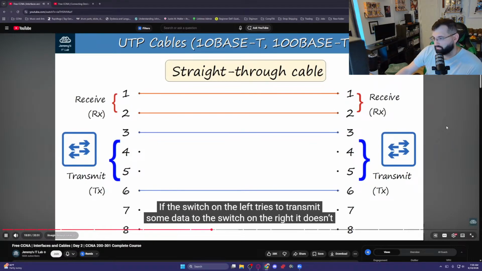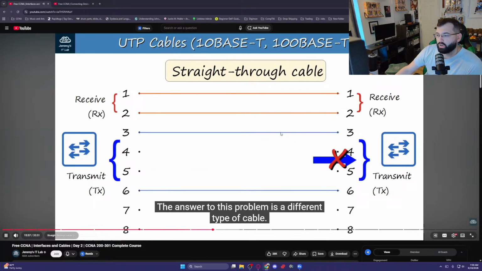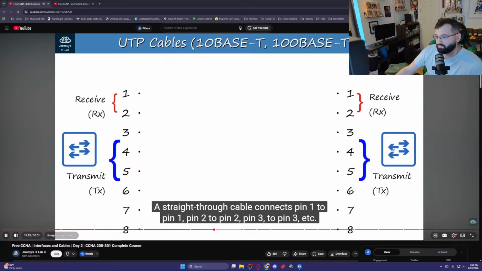If the switch on the left tries to transmit some data to the switch on the right, it doesn't work. So then we're going to have to cross these cables. The answer to this problem is a different type of cable. A straight-through cable connects pin 1 to pin 1, pin 2 to pin 2, pin 3 to pin 3, etc. Because the cables go straight through.